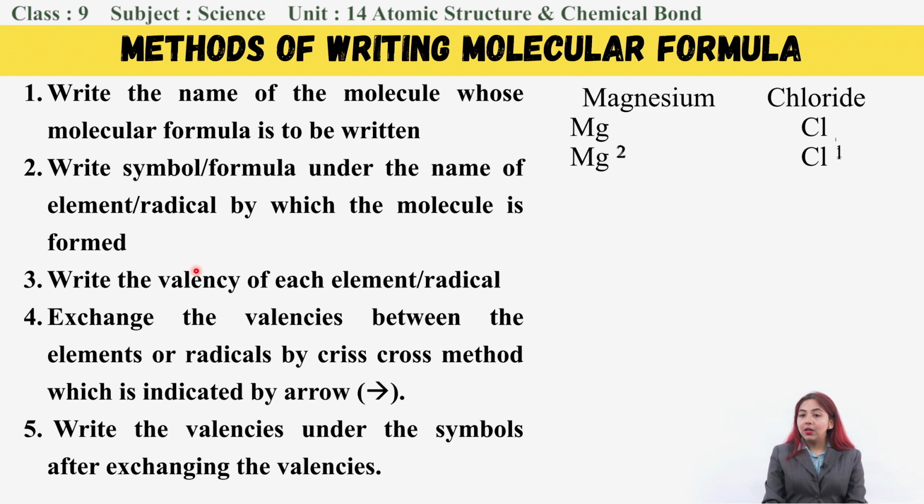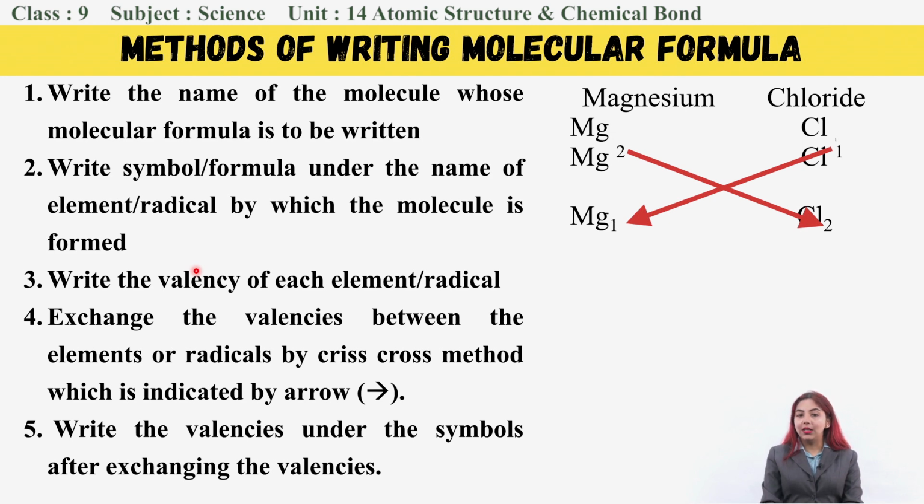The fourth step is we should exchange the valencies by crisscross method. So, in this way, magnesium gets 1 and chlorine gets 2. So, now 1, you do not have to write 1. So, the final molecular formula of magnesium chloride becomes MgCl2.